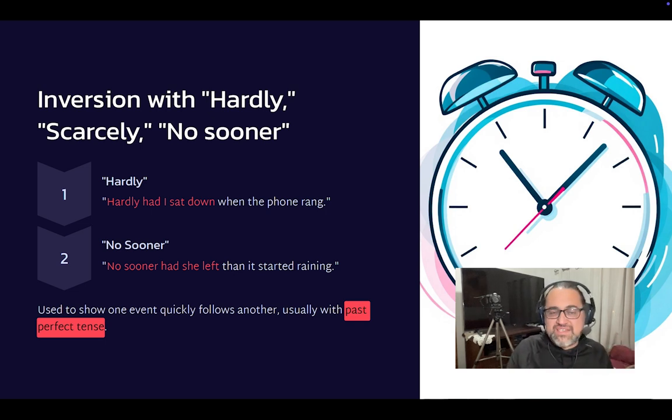No sooner had she left than it started raining. So you were like, oh, I hope it doesn't rain on your way to your destination. No sooner had she left, it started raining. Oh, bad luck, no? Notice how, in these cases, past perfect is recommended. That's why you use had and the verb in participle. Had I sat down, had she left.